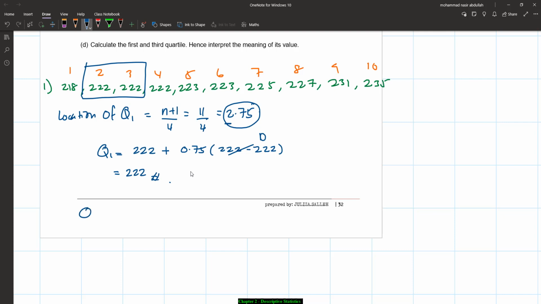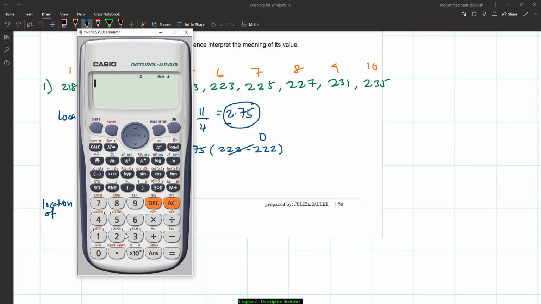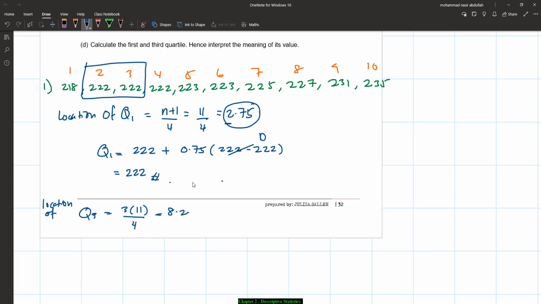Right? And then the location of quarter number 3, which is equal to 3 multiply with 11 divided by 4. So 33 divided by 4 should be equal to 8.25. Right? It's somewhere between 8 and 9. So quarter number 3 will be 227 plus, this is number 8, right? And the balance is 0.25. 0.25 multiply with 231 minus 227.